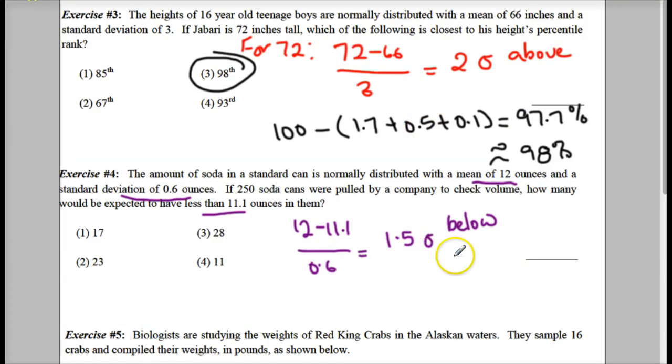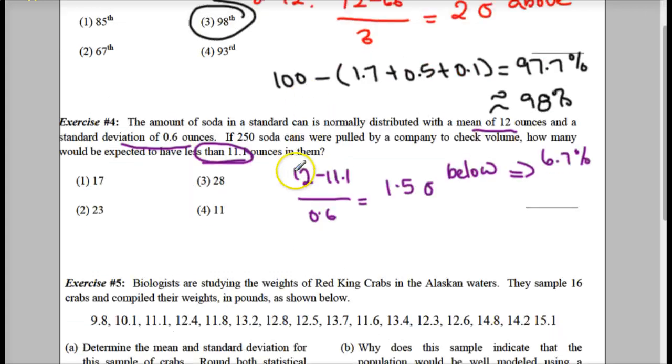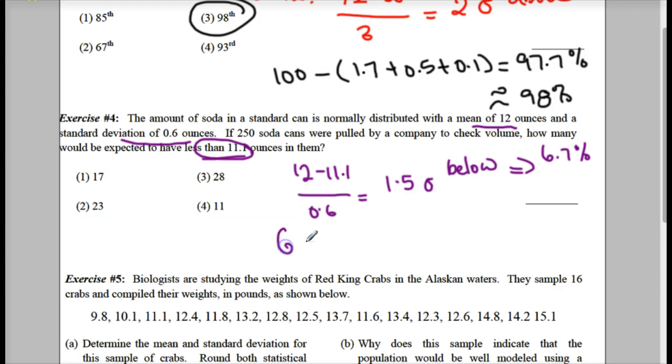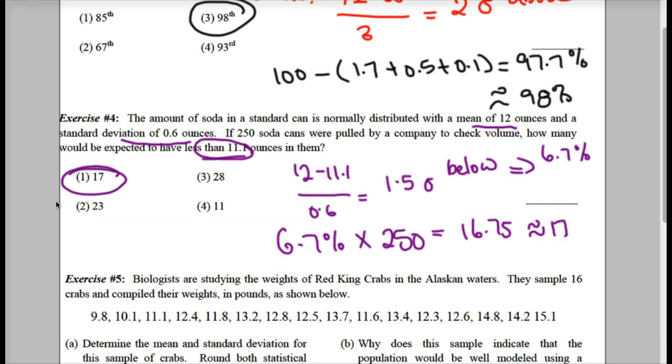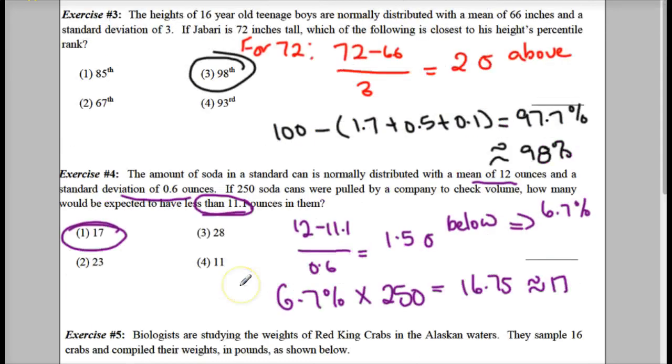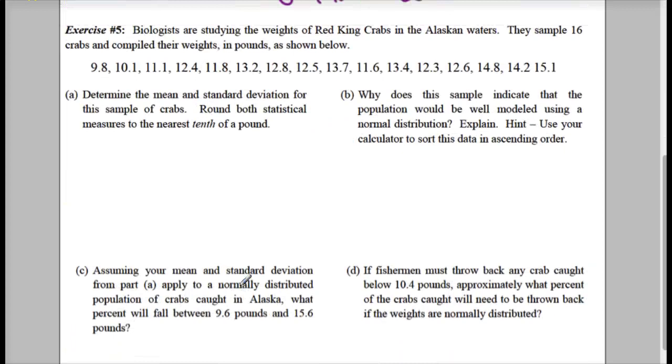So there are 6.7% that are below the 11.1. So here we know this is actually equivalent. We just found that to be 6.7% that are below or less than this 11.1 ounce. Now the question is asking you how many cans is that? So I know it's 6.7% of 250 cans surveyed, which is actually 16.75, which is rounded to 17 cans. Choice number 1. All right, so let's go. Exercise 5, our last example for today.